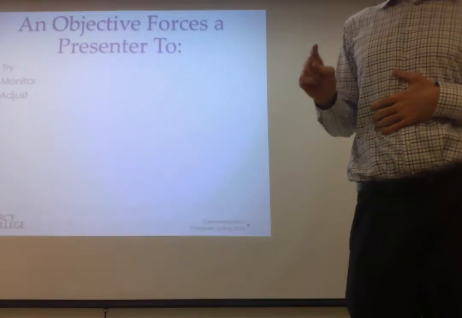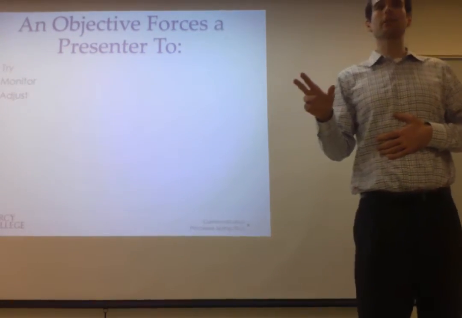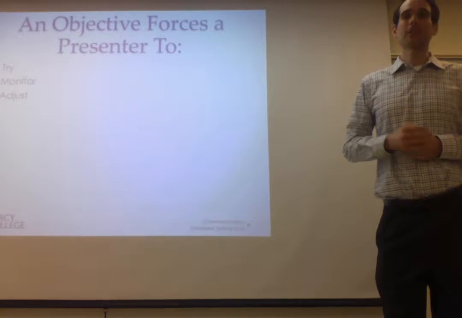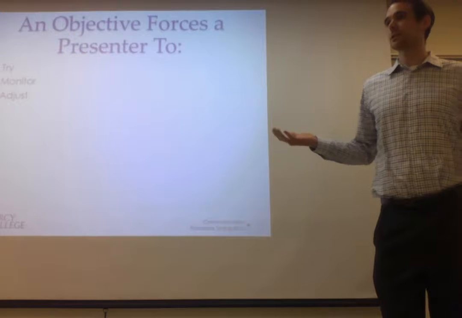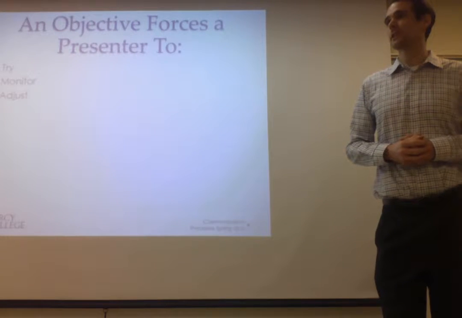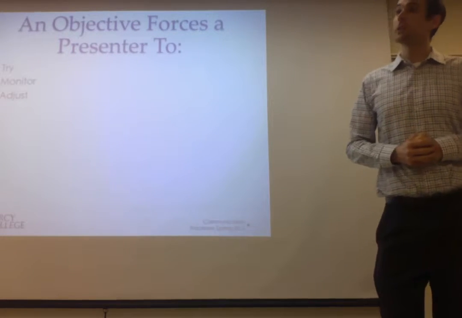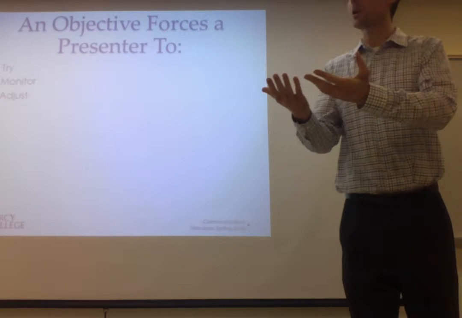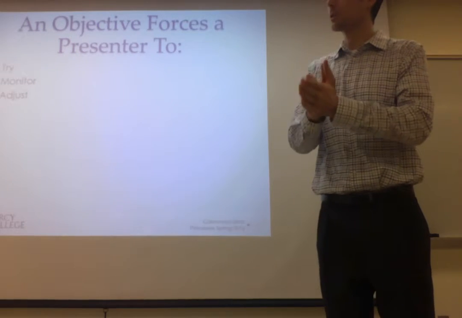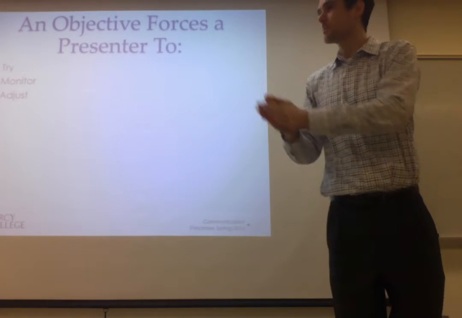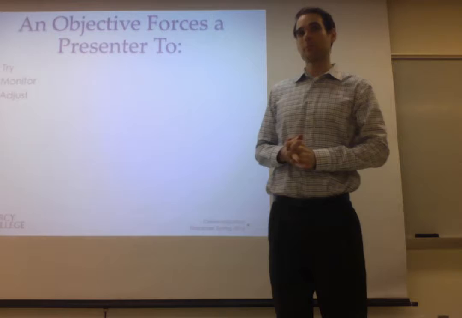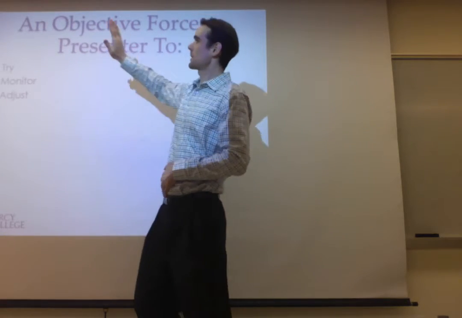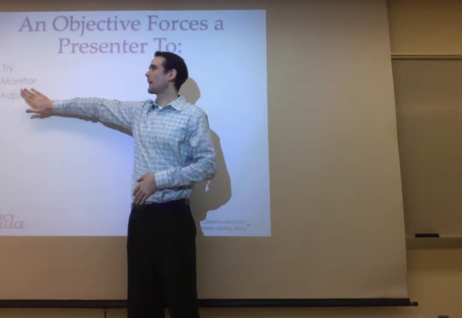Not only that, but you're going to look at your audience and try to understand if it's working. If you have something to accomplish, you need to look at your audience to see if it's working. You're going to look at their reaction. If they're giving you a confused look, you're not just going to keep talking at them the same way. You might slow down. You might try a different mechanism of convincing them. Having an objective forces a presenter to try, monitor, and adjust.